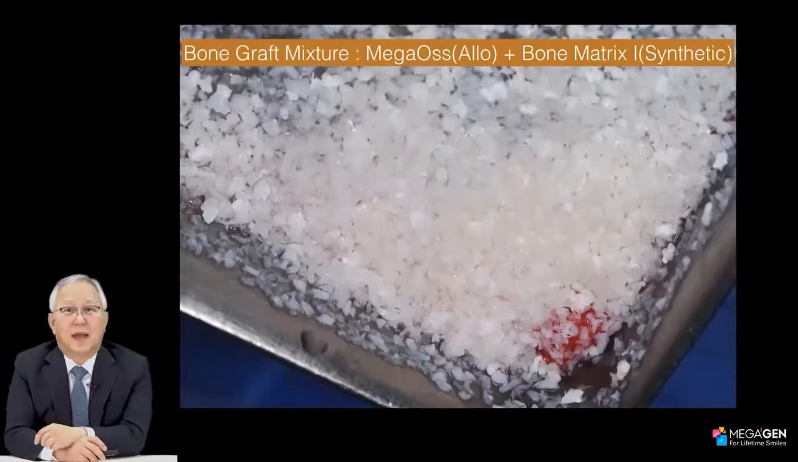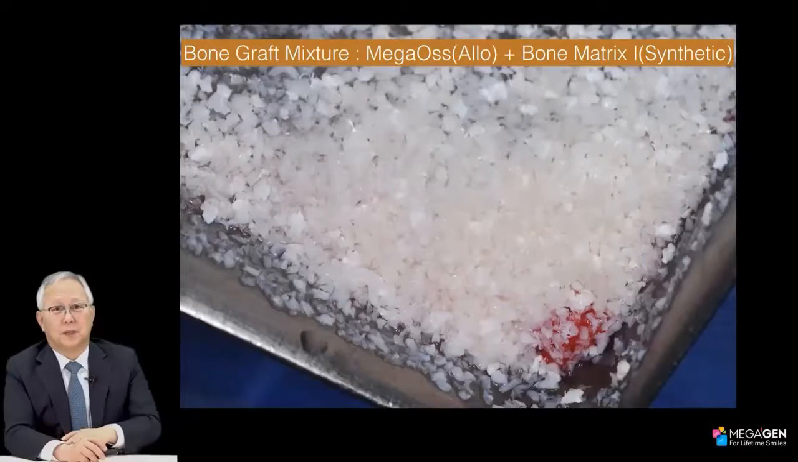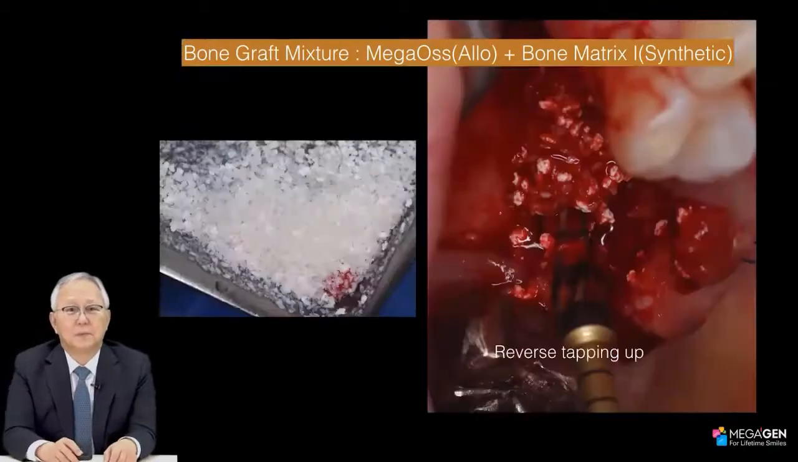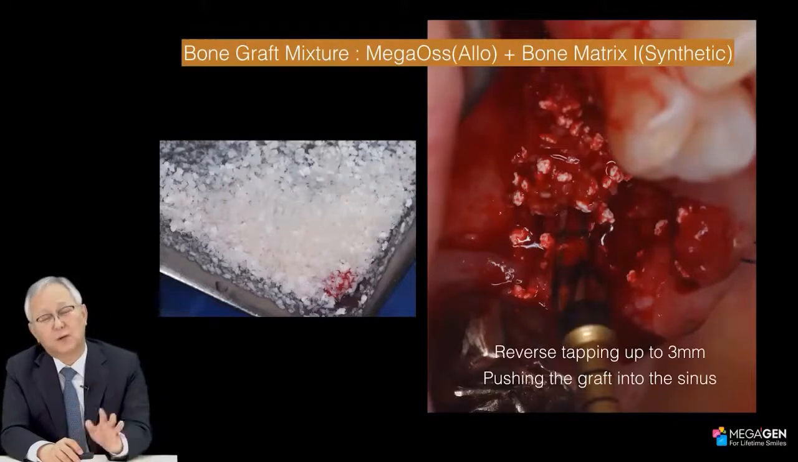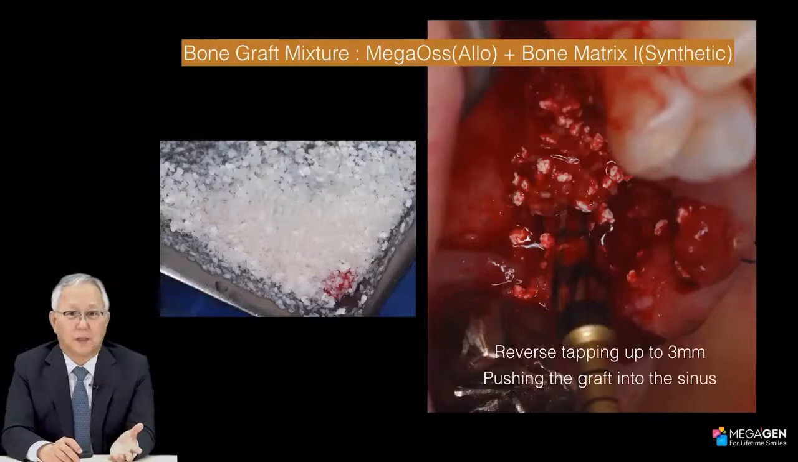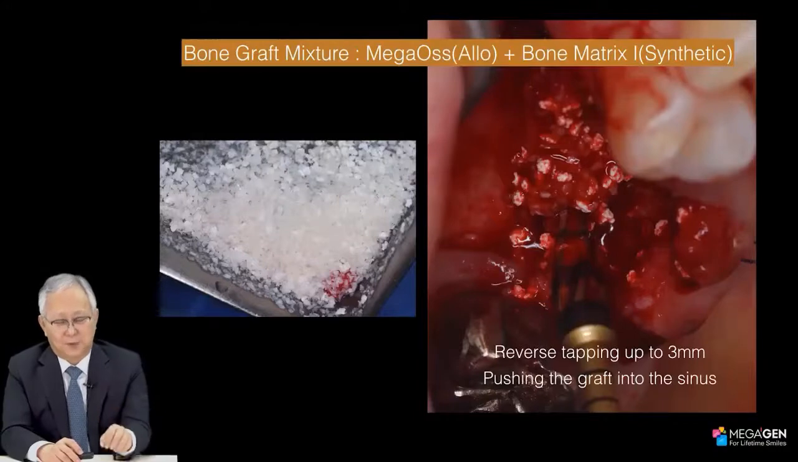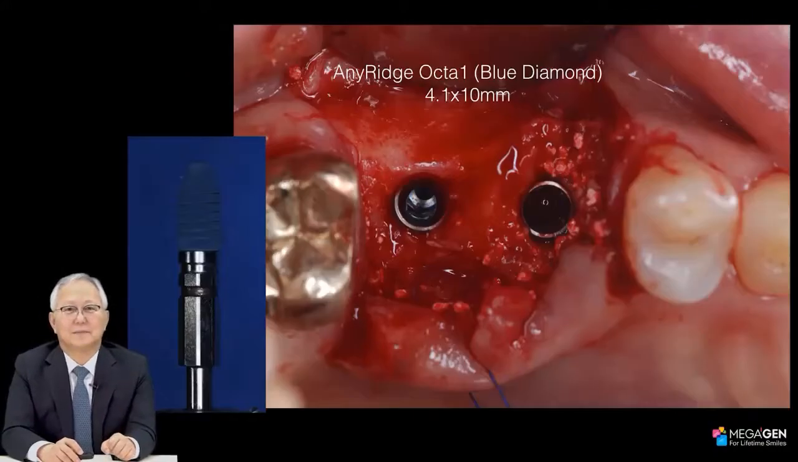And then I use the mixed bone graft with the allograft and the synthetic bone in reverse mode. Same drilling mode, right? Counterclockwise always. Same tapping mode, not cutting mode. In this case, tapping mode up to 3 millimeters, and then you can push the bone graft into the sinus.